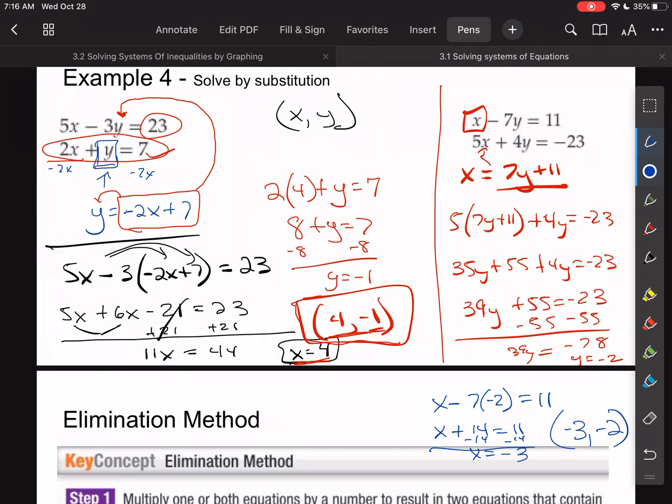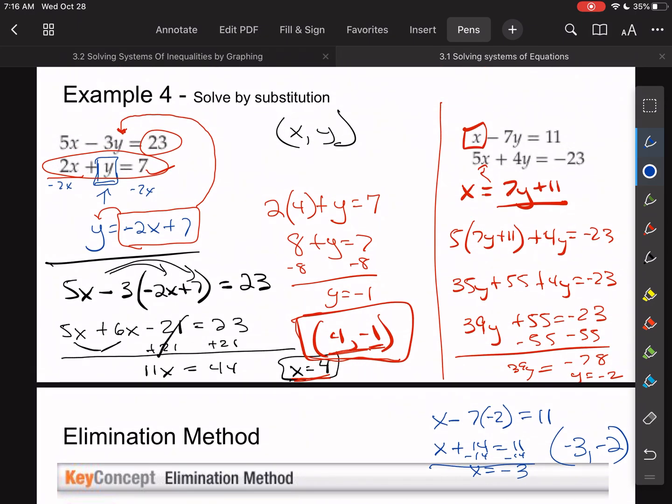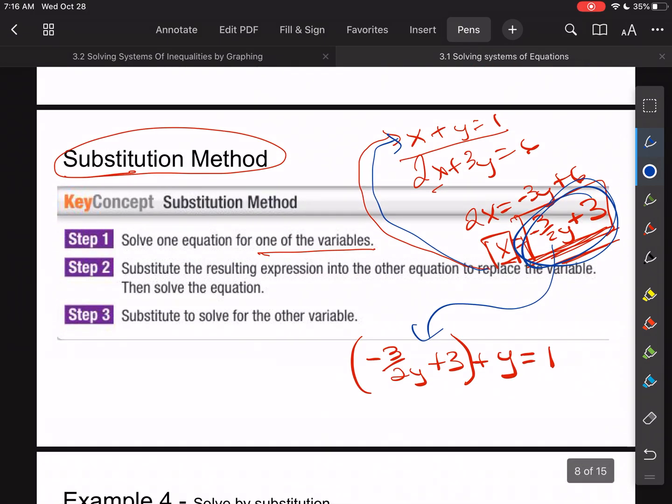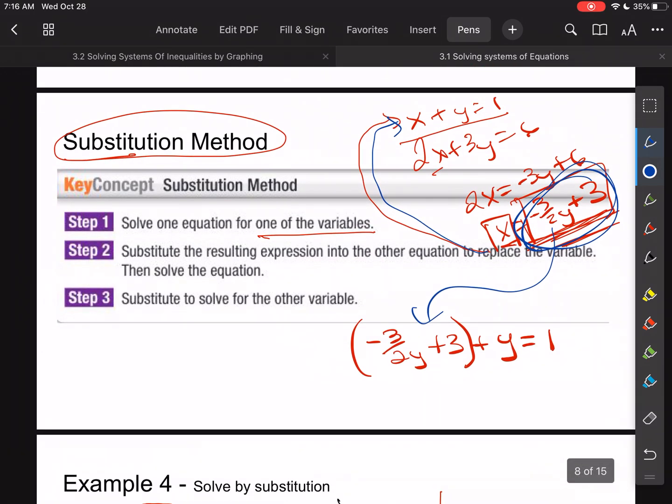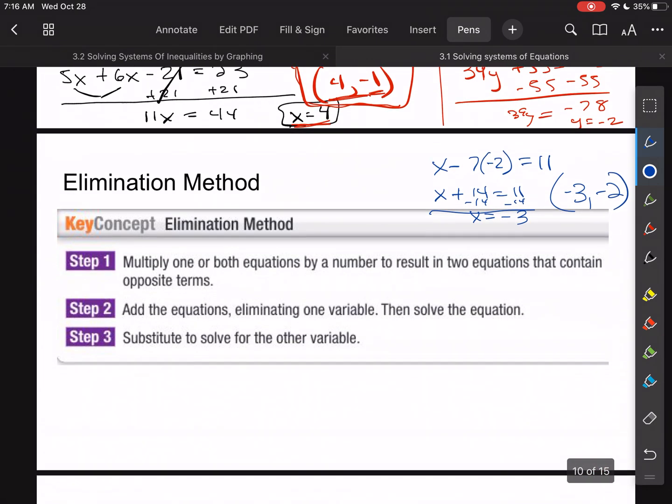And that'll be example 4. So for your example 4 homework, and I'm only going to give you example 4 and 5 homework for this. For example 4, you're just solving for one variable, plugging that back into the other equation, solving for that single variable, plugging that back in, and that is your solution. If that was confusing, refer to the key concept, steps 1, 2, 3. So that's substitution. All right, hopefully that is making sense.